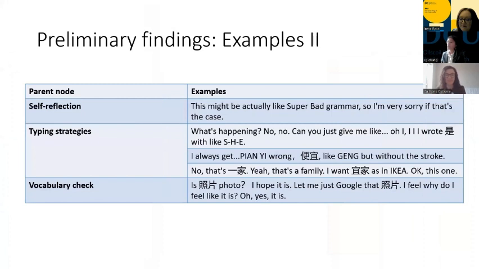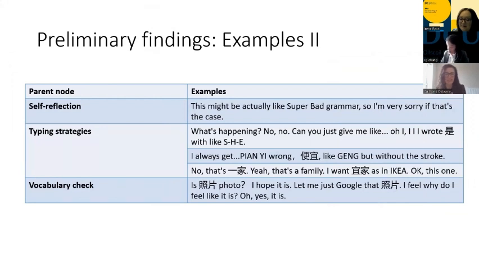Moving on then to self-reflection, and I'll come back to the self-reflection at the end. But one of the prime examples is encapsulated here. This might be actually super bad grammar, so I'm very sorry if that's the case. So they're commenting and being critical of their performance a little bit, talking about how they're doing, oh, I used to know that character, now I don't, for example. So they're being quite critical and reflecting on their process overall.